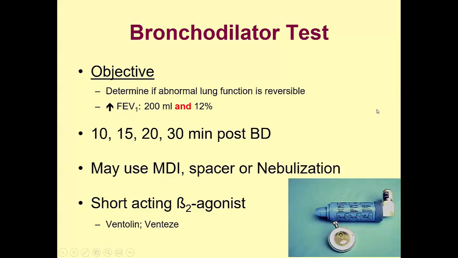The opposite of that is the bronchodilator test. And here the objective is just the opposite. So 200 ml and 12% increase in your FEV1. And the new guidelines say that you can use a metered dose inhaler with a spacer, or you can even use nebulization for the patient if that's what you have available. Just a reminder that you need to use a short-acting beta-2 agonist. Otherwise, the effect of the beta-2 would take a long time to manifest.